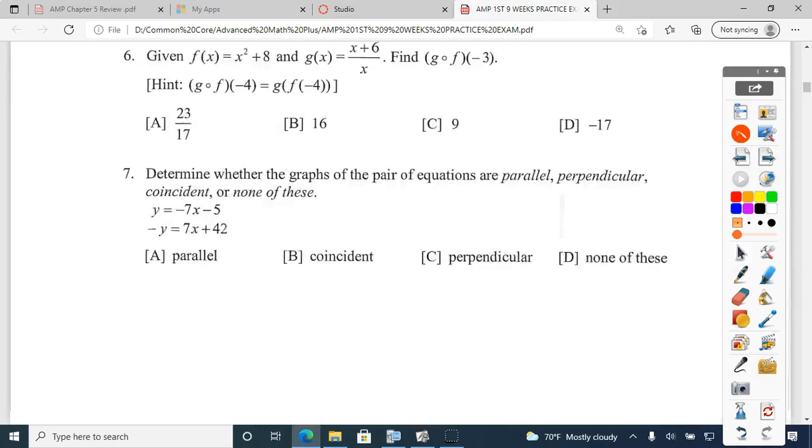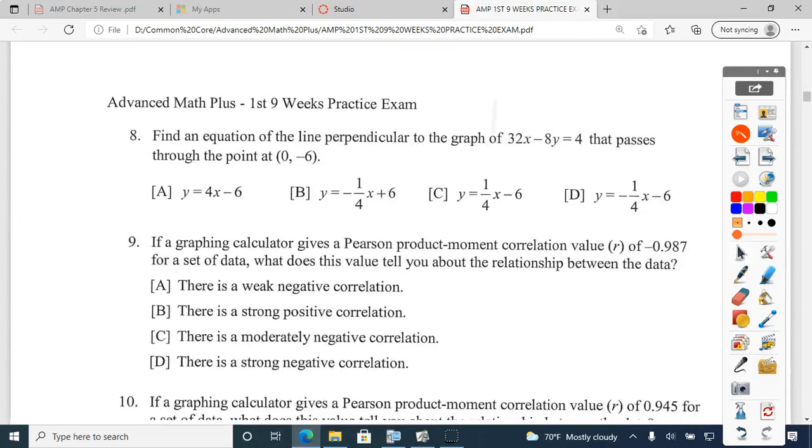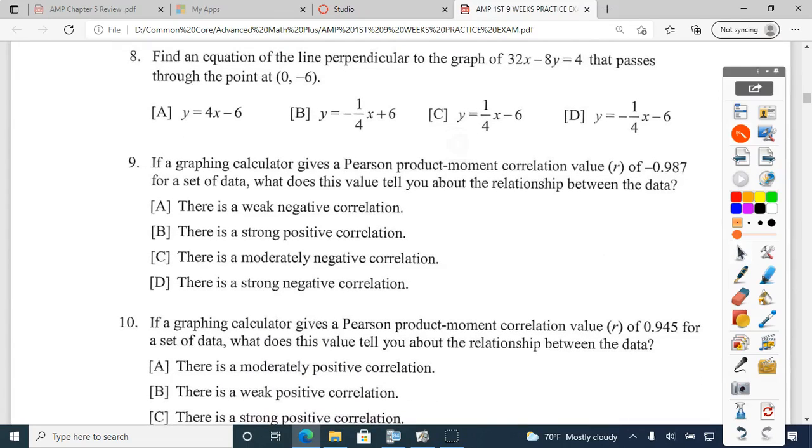Number 8. Find an equation of a line perpendicular to the graph of 32x minus 8y equals 4 that passes through the point (0, negative 6). Okay, so I can narrow it. I can get rid of one of my answers here because it crosses through (0, negative 6). Well, that's my y-intercept. So my y-intercept has to be negative 6. So that means I can get rid of b because its y-intercept is positive 6.